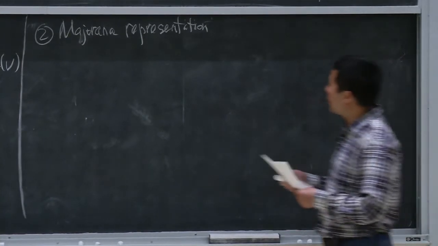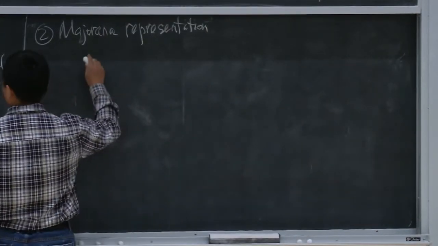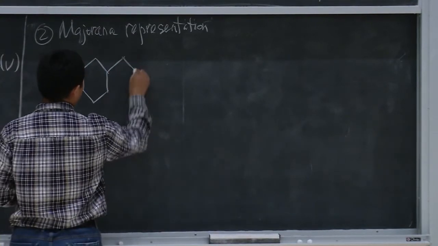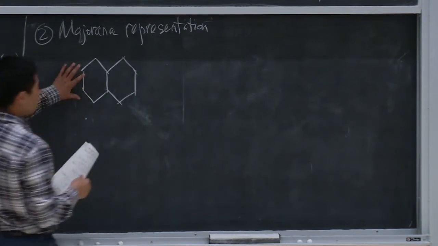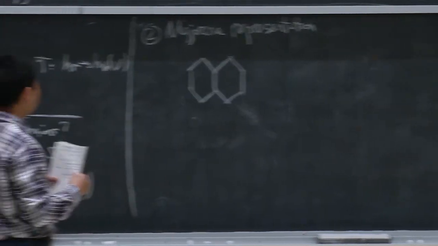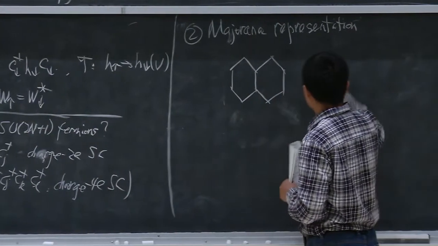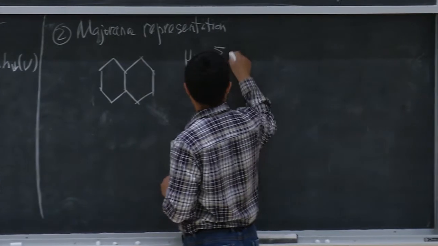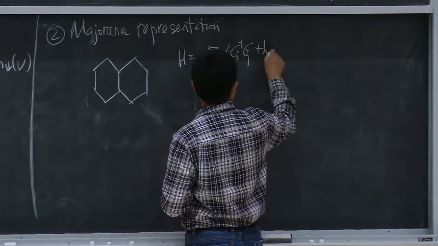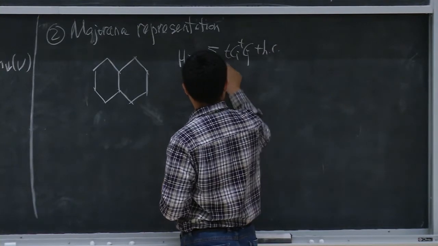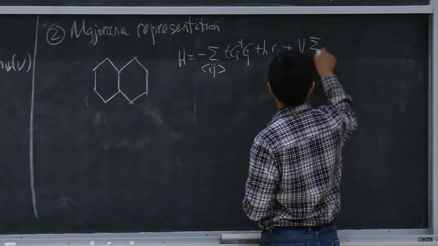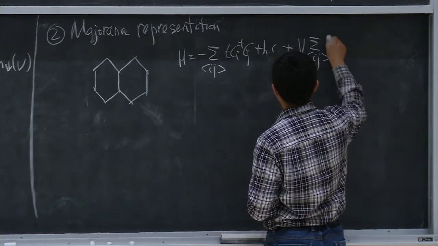Okay, to be concrete, I'll discuss a specific model. For instance, if we look at a spinless fermion on the honeycomb lattice, the model which was discussed by Simon yesterday, this model has free fermion hopping, spinless fermion hopping on the nearest-neighbor bond, and also an interacting term, let's say a nearest-neighbor interaction.